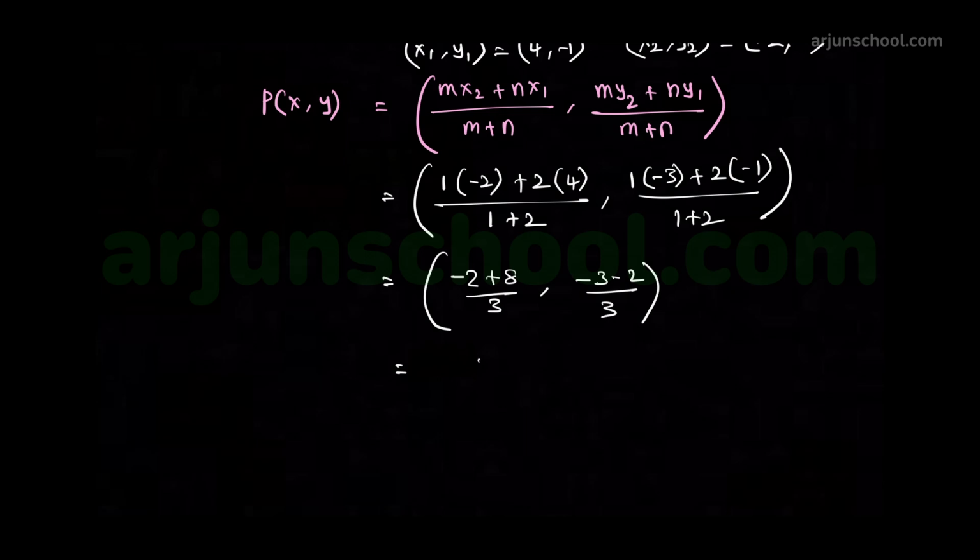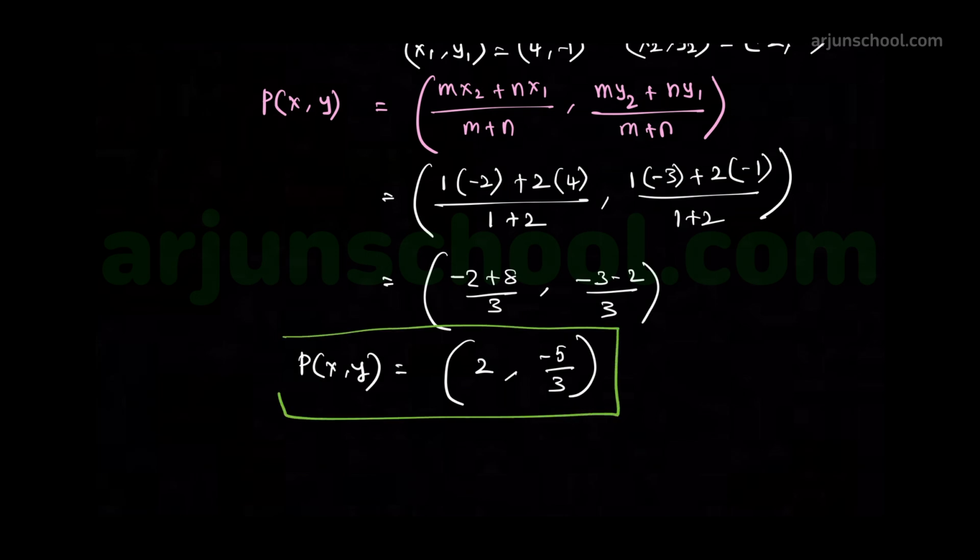-2 plus 8 is 6. 6 by 3 is 2. -3 minus 2 is -5, which is equal to -5 by 3. So the first trisection point is (2, -5/3).